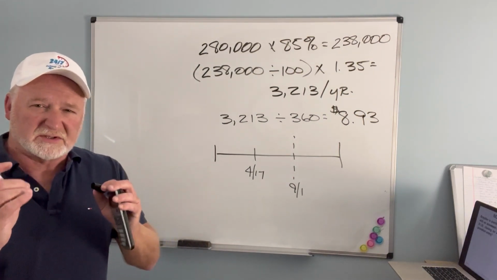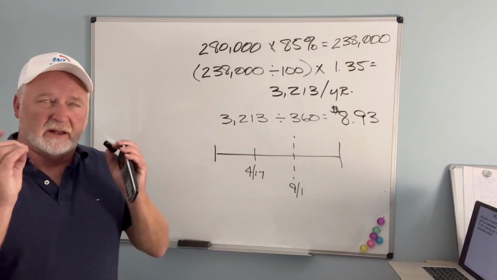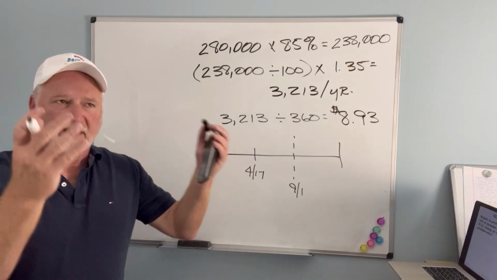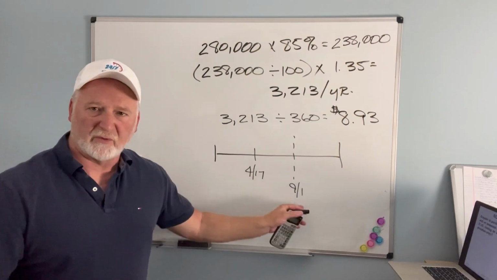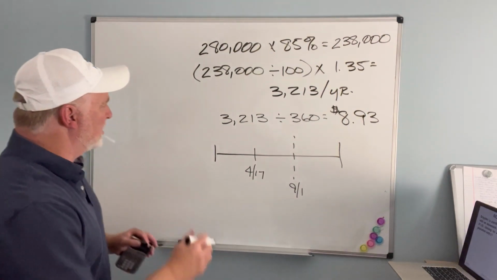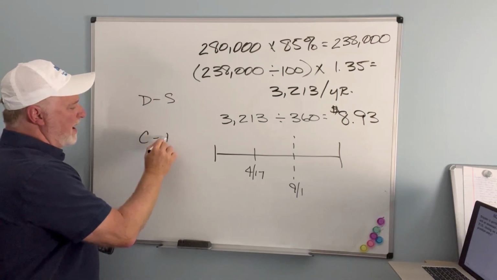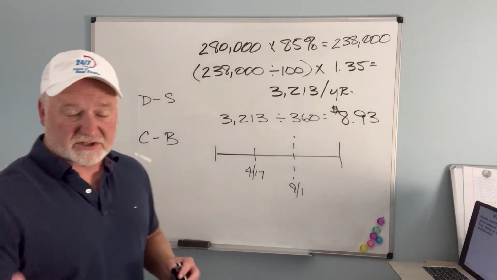So what we need to do is think, when the taxes are unpaid, the seller hadn't paid them yet. So let's take from the seller and give to the buyer, so that the buyer will have them on September 1st. So now I'm going to come over here and say debit seller, credit buyer. Now it's just a math problem.